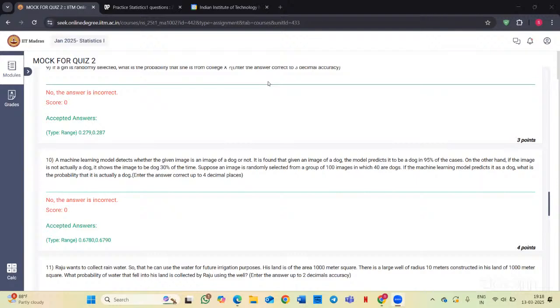0.31. Correct. Anyone else? You're getting this value? Is it area by the total area? Area of the well by the total area of the land. Correct. So what is the area of the well? Pi r square, divided by 1000. Pi r square by 1000 is the answer. Right. So this question is easy, I guess, right? Everybody has solved it? Yes, it was easy.